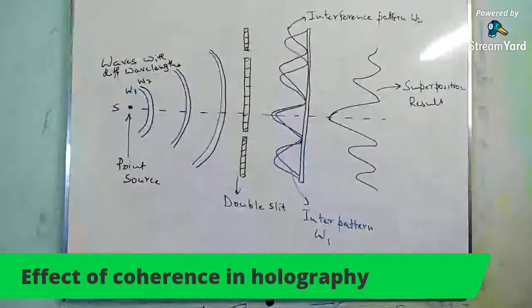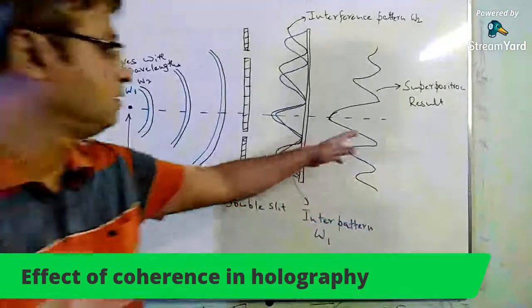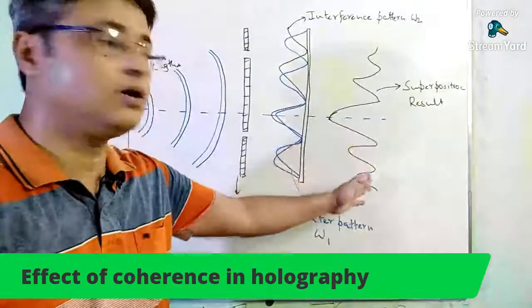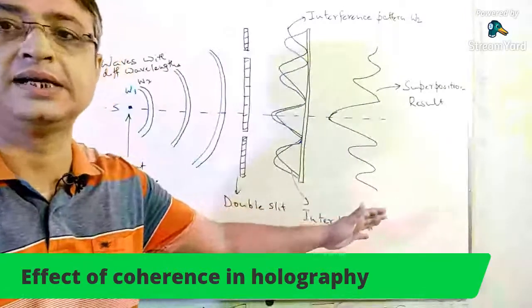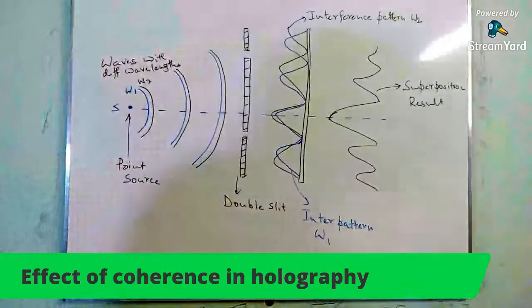Now, as the two waves interfere in the observation plane, the superposition results in this manner. So we have a peak in this, and then the second order or the third order terms decrease very fast. So this is the effect of temporal coherence.